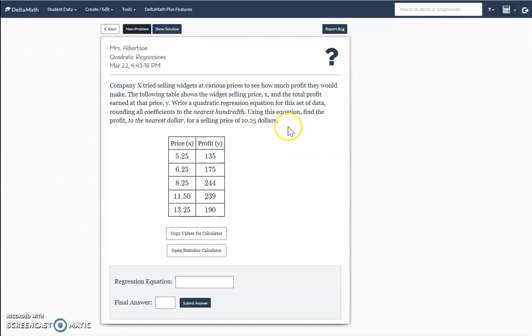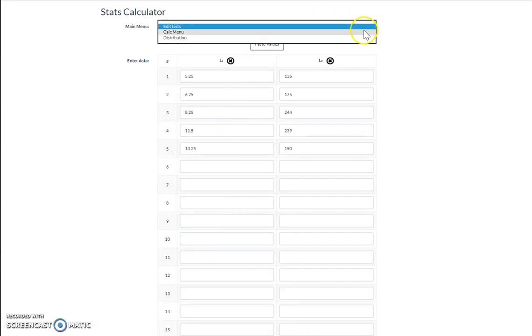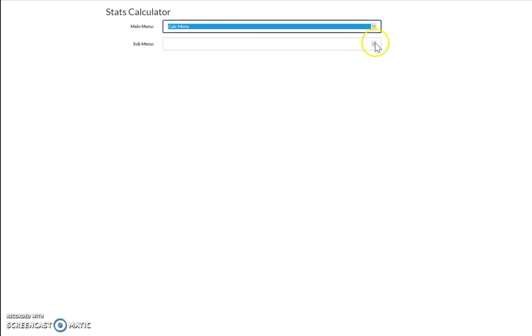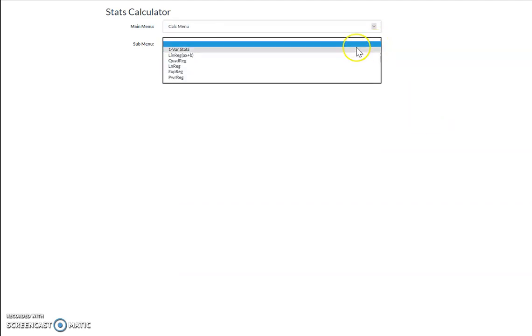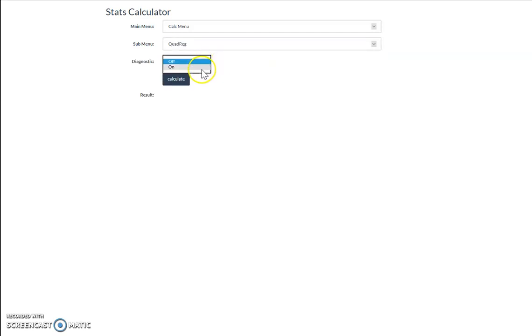All right, so first thing we need to do is take care of the regression. So I'm going to copy the values for the calculator and then open the graphing calculator. Paste the values in right there. I'm going to go up to the top menu. We want to calculate. If you look here, this would be one variable statistics, which we don't have because we have x and y values. Linear regression is what we've done. We're going to look for a quadratic regression. And let's go ahead and turn our diagnostic on so you can see that correlation, that R value.